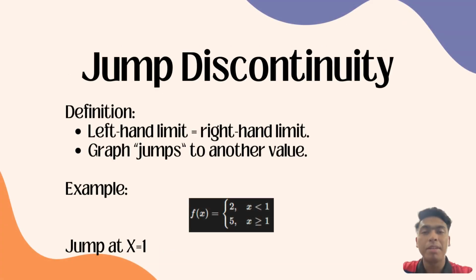The second type is jump discontinuity. This occurs when the left hand limit is not equal to the right hand limit. As a result, the graph jumps suddenly from one value to another. In the example shown, the function has two different values before and after x equals 1. So a clear jump happens at the point.